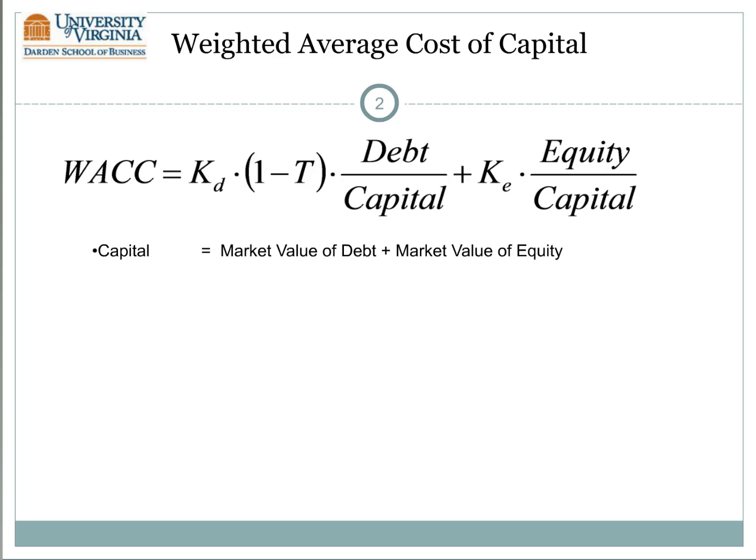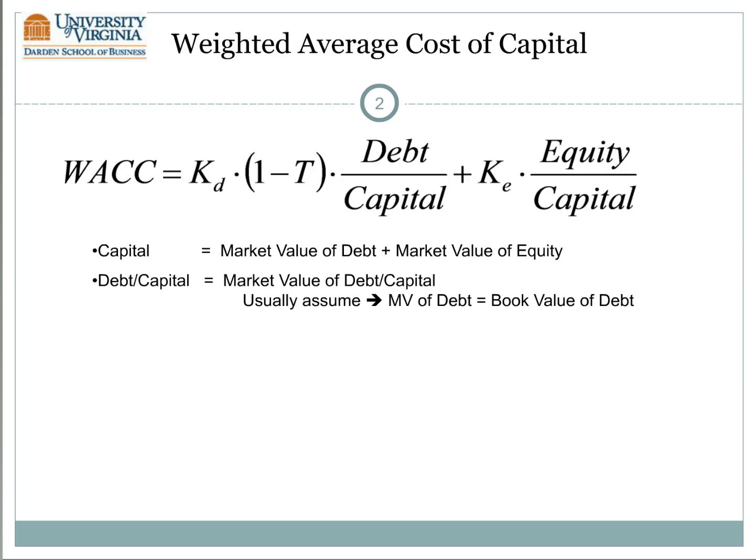Capital is the sum of the market value of debt and the market value of equity. The debt-to-capital ratio is the market value of debt divided by the firm's capital. It is the percent debt. The equity-to-capital ratio is the market value of equity divided by the firm's capital. It is the percent of equity.